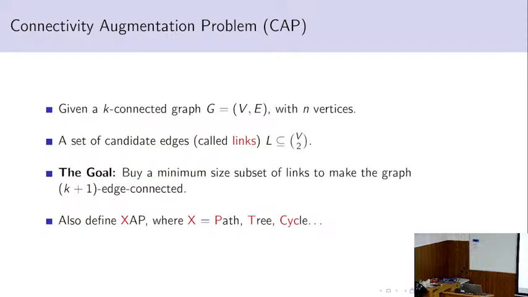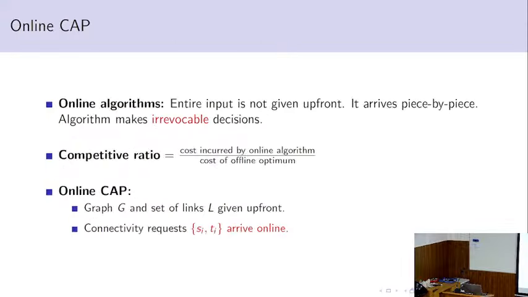We abbreviate it as CAP, C-A-P, connectivity augmentation problem. And I'm also defining a general XAP here, where you can substitute X with anything. You can have path augmentation, tree augmentation, cycle augmentation. I might use some of those terms later, so I'm just defining that. You can have a PAP, a TAP, and so on and so forth. So that is just connectivity augmentation.